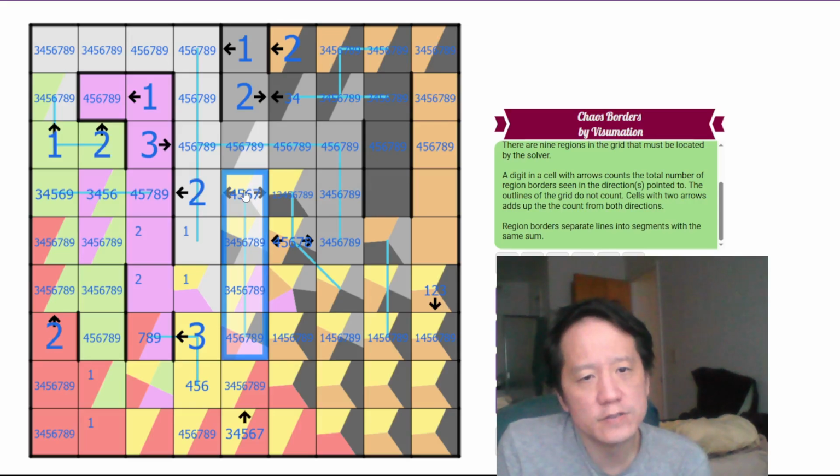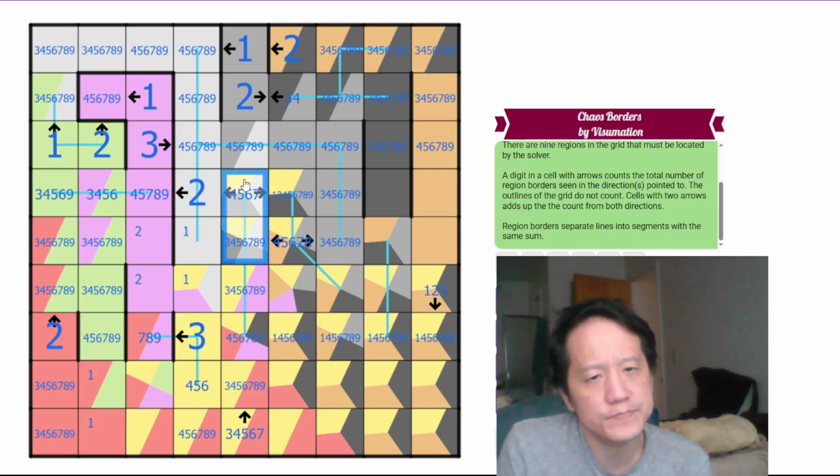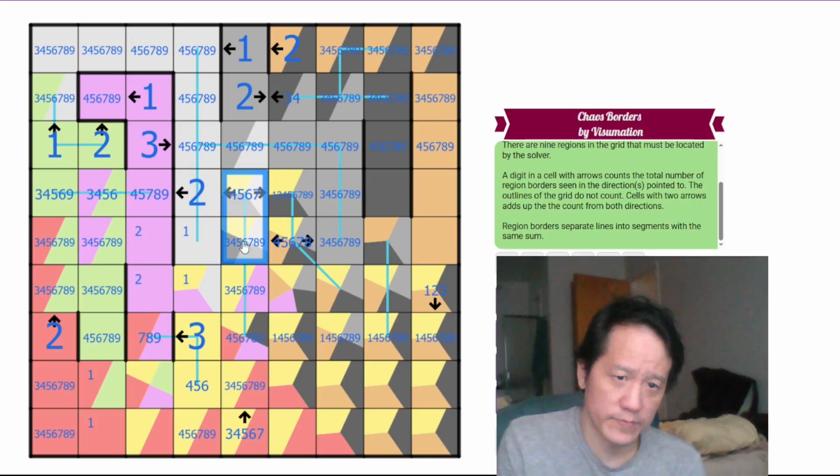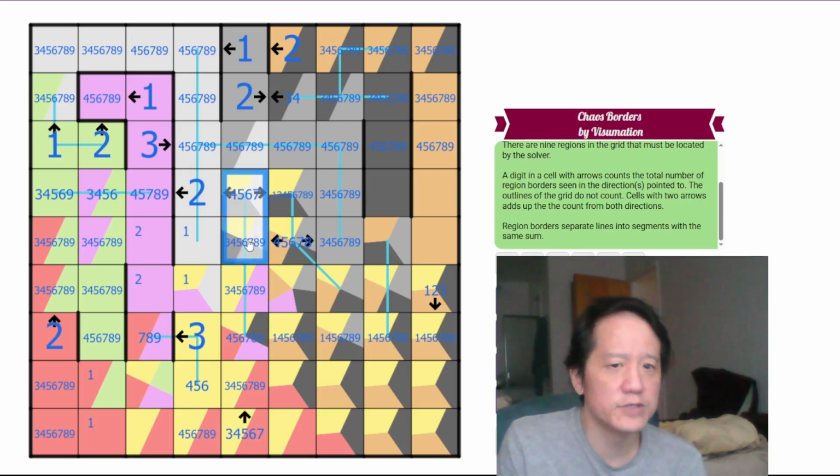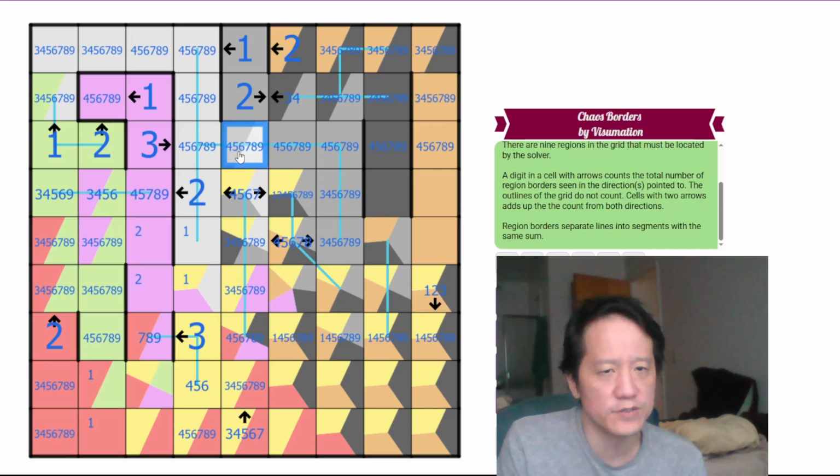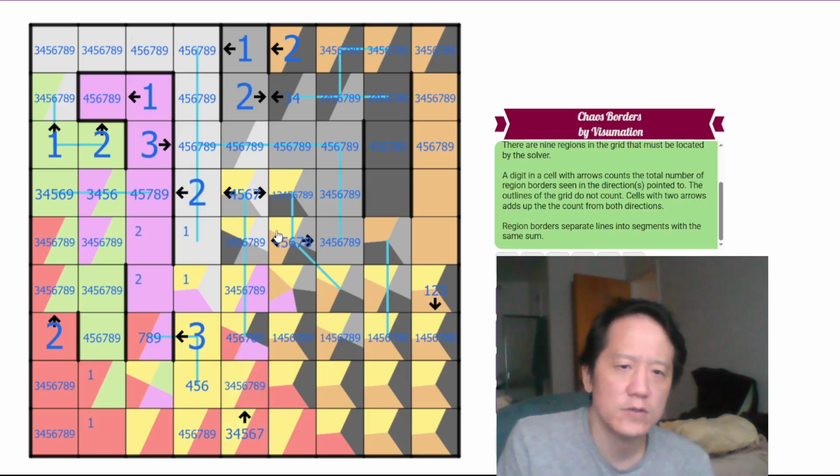That means this is at most... So... You could have 2 here the same. These two be the same. These two be the same. This is different. So that would be 1 border, 2 border, 3 border, 4, and 5. So this is 3, 4, or 5 here. Right?